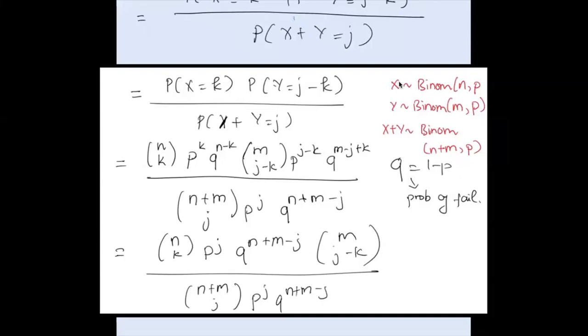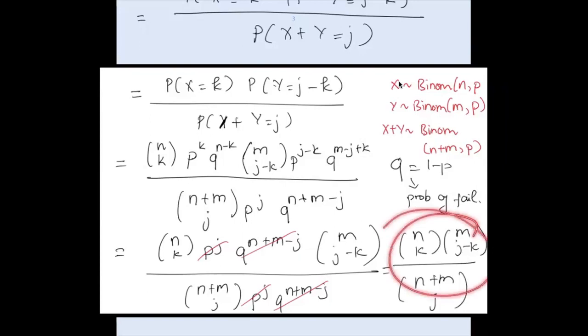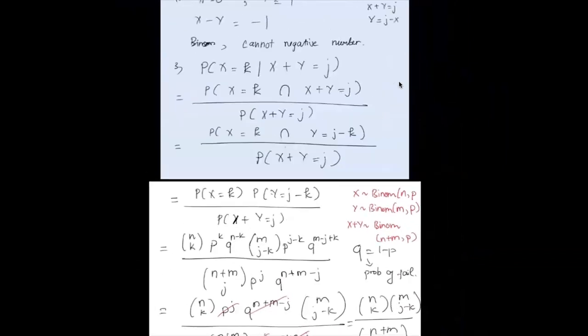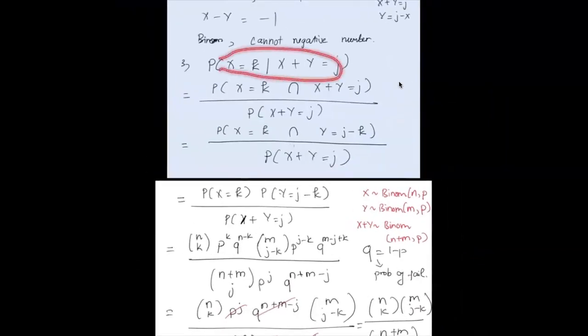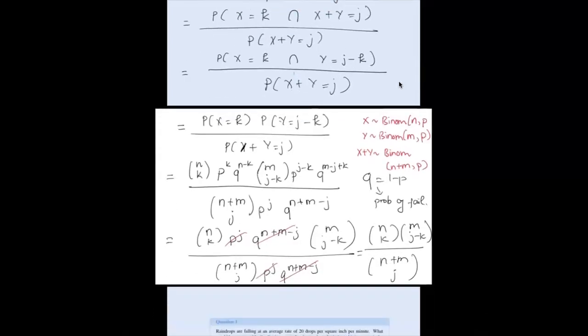And we see that numerator and denominator, these two cancel out. And we are left with N choose K, N choose J minus K, and N plus N choose J. Does this look any familiar to you? Yes, this is hypergeometric, the PMF of hypergeometric. So that means this random variable follows a hypergeometric distribution.